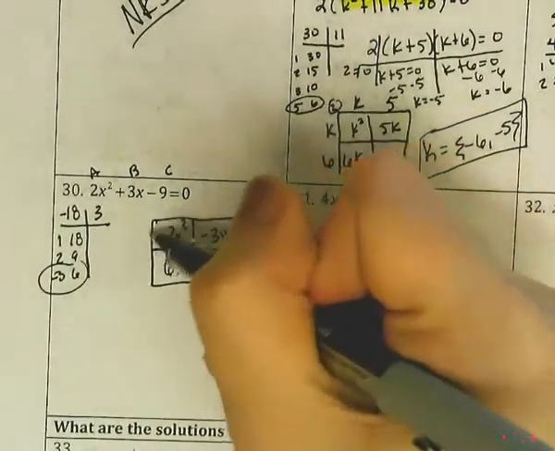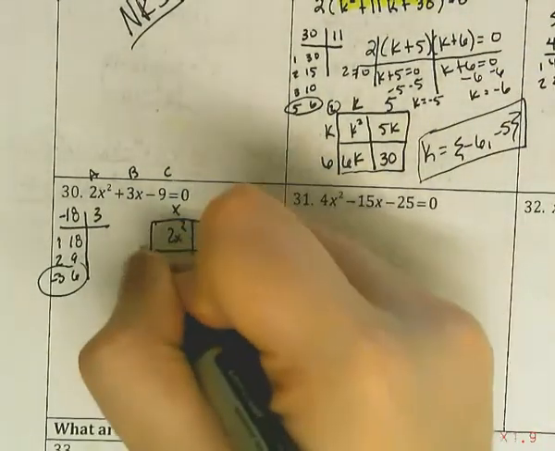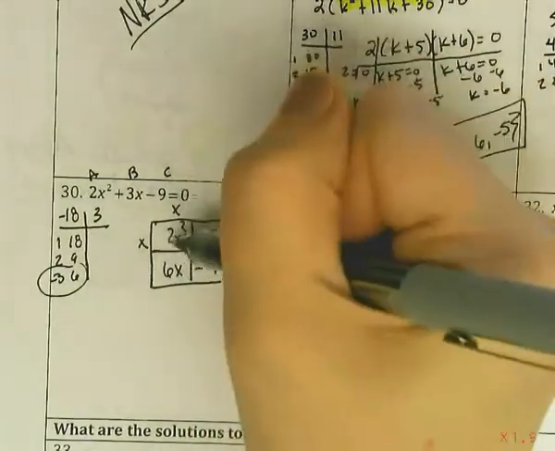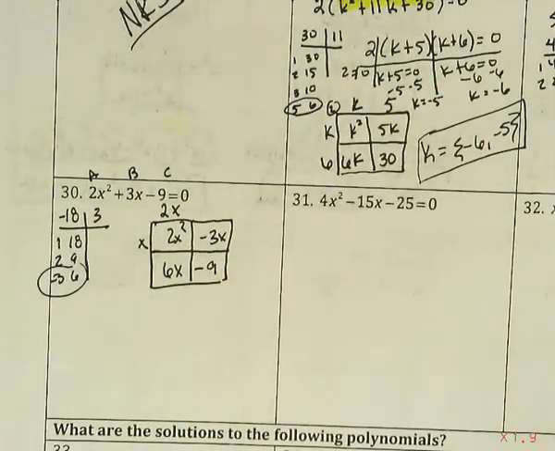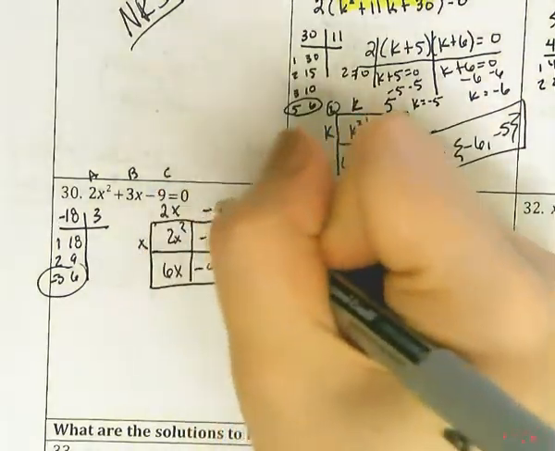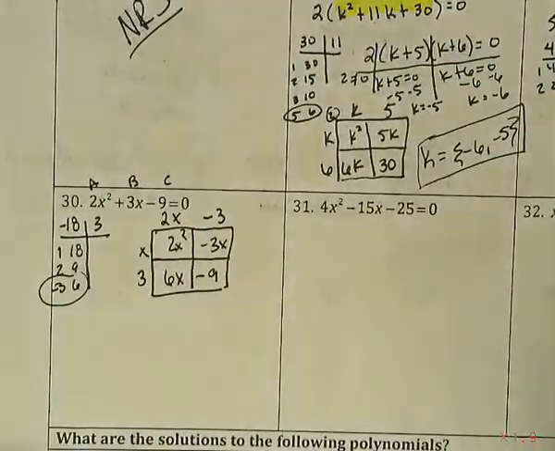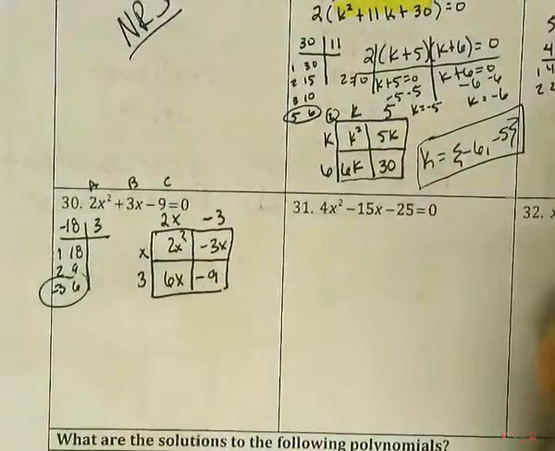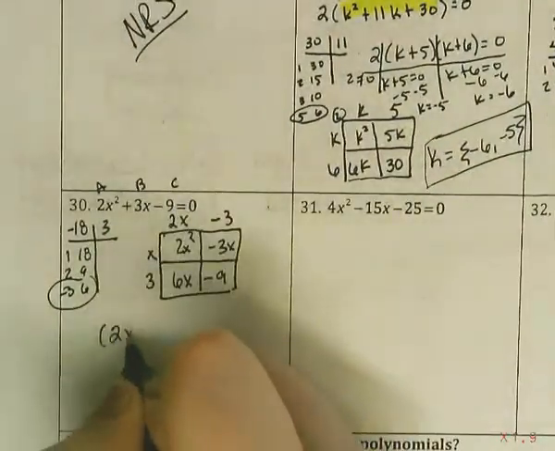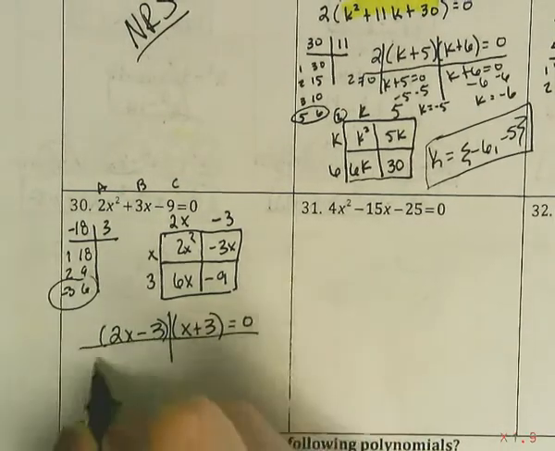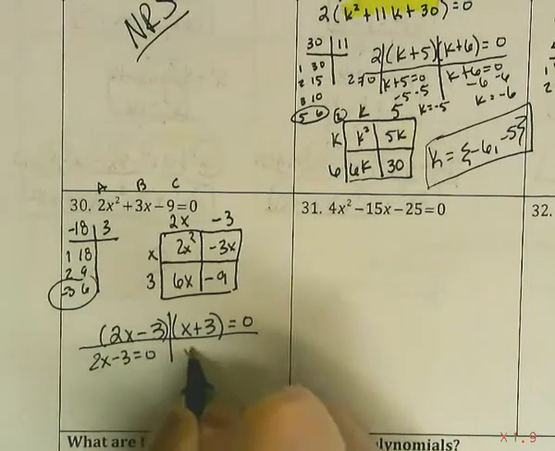Whatever we put outside of this box is going to have to give us 2x squared. So it's not just going to be x and x, because x times x is not 2x squared. So we look, is 2 the greatest common factor of 2 and -3, or 2 and 6? And so 2 and 6. 2x times x is 2x squared. X times -3 gives me -3x. 2x times 3 gives me 6x. And 3 times -3 is -9. So I get 2x minus 3 times x plus 3 equals 0. 2x minus 3 equals 0. X plus 3 equals 0.